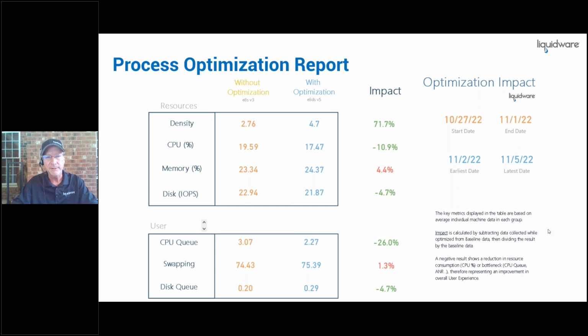Don't turn on the memory trimming. Most people don't need that. Just the process optimization. And if you want to, we can run this report for you and actually show you the impact on your system. Next slide.